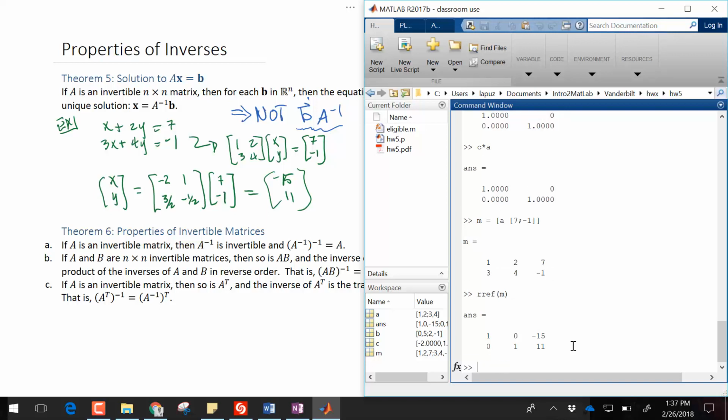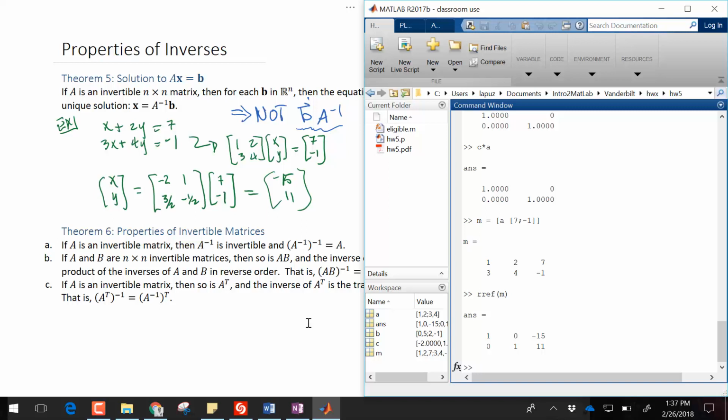And then we got negative 15 for x, and then positive 11 for y. So that's the solution that we got by row reducing using the augmented matrix. And then this is the solution we got if we knew the inverse matrix. Okay.